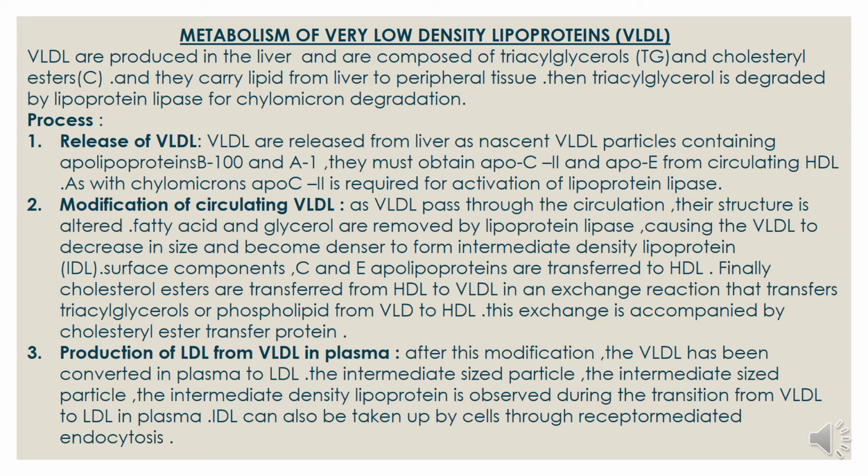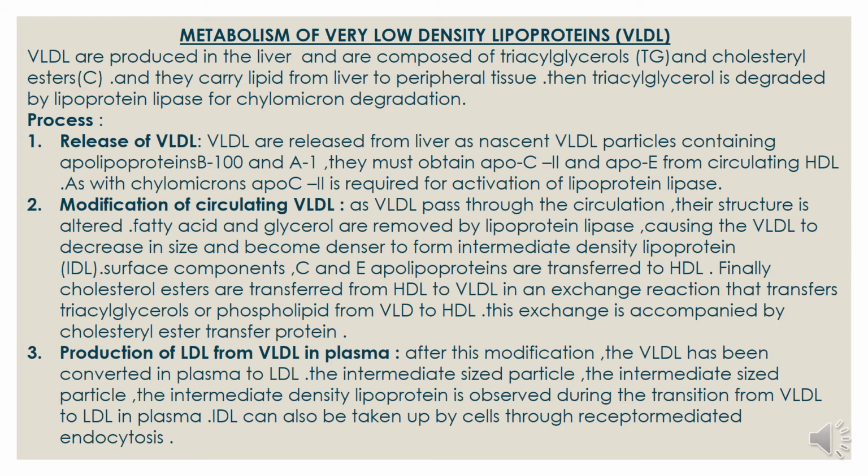Modification of circulating VLDL. As VLDL pass through the circulation, their structure is altered. Fatty acids and glycerol are removed by lipoprotein lipase, causing the VLDL to decrease in size and become denser to form intermediate density lipoprotein, IDL. Surface components C and E apolipoproteins are transferred to HDL, and cholesterol esters are transferred from HDL to VLDL in an exchange reaction that transfers triacylglycerols and phospholipid to HDL and VLDL. This exchange is accompanied by cholesterol ester transfer proteins.